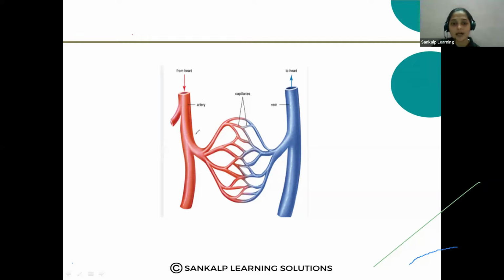So this is the artery and it will become branched like this. They are called capillaries. So this is the blood vessel and it will become small branches, that is nothing but capillaries. These capillaries reach each cell of our body and supply the oxygenated blood to every cell or every tissue of our body. So these small-walled vessels are nothing but capillaries.